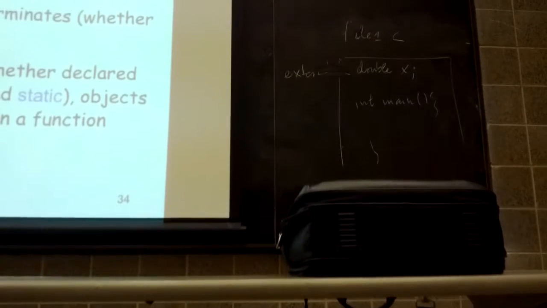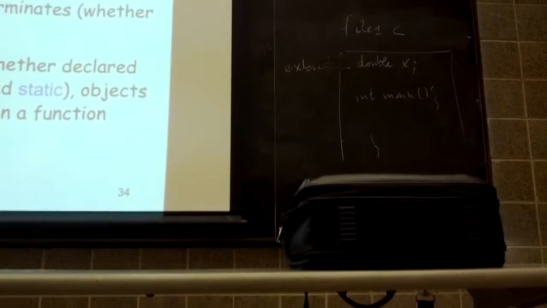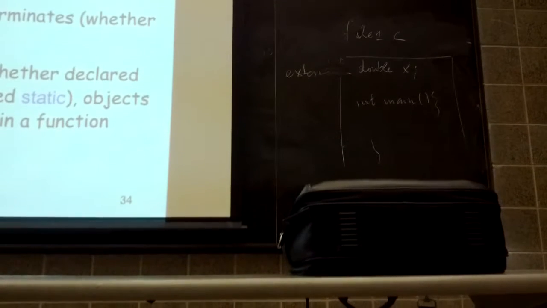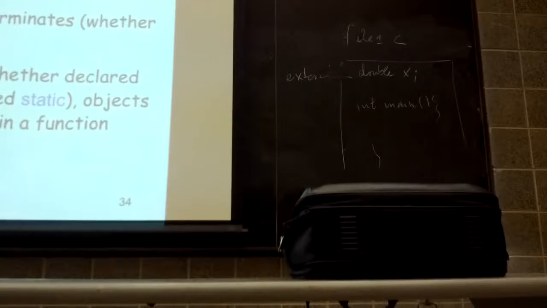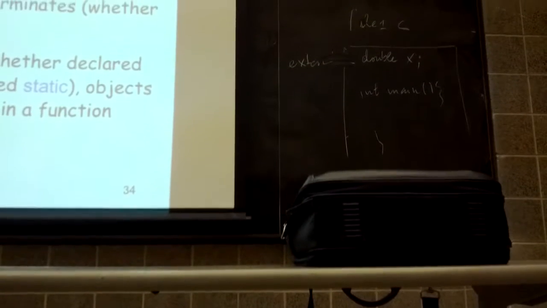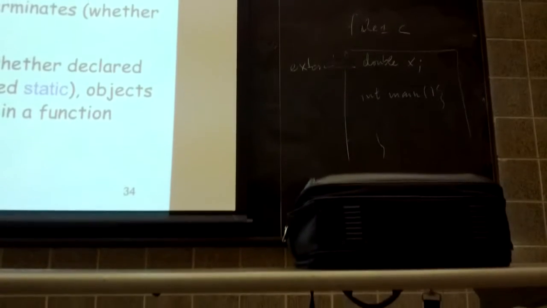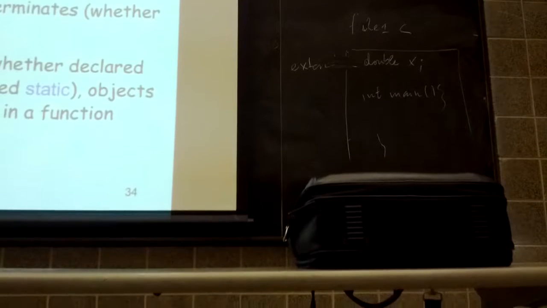So objects defined at file scope are in static space, whether declared static or not. If they're declared static, you affect the scope, not the extent, of the object. You affect the scope of the identifier only within the file that defines it.